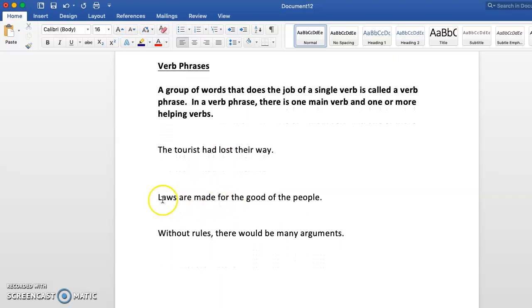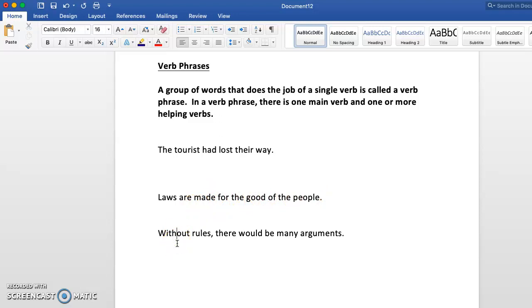Here's another example. Laws are made for the good of the people. What are the laws doing? That's our subject. The laws are made. So "are made" is our verb phrase. "Are" is our helping verb. "Made" is our main verb. "Are made" is our total verb phrase. "For the good of the people" are both prepositional phrases, so we don't need those.